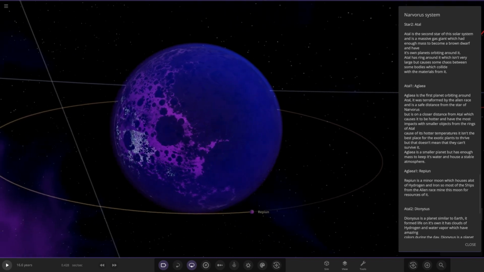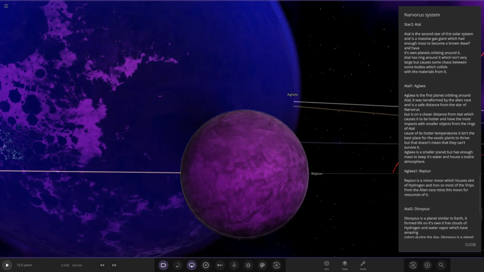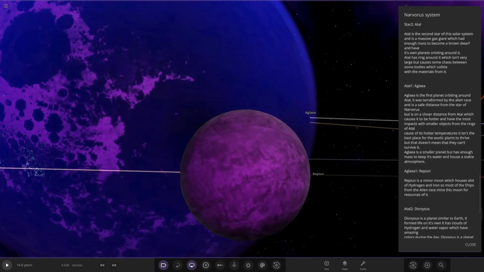It was terraformed by the alien race and is a safe distance around the star, on the closer distance, which causes it to be hotter, and most impacts with smaller objects from the rings of Atoll. Because of its hotter temperatures, it isn't the best place for exotic plants to thrive, but that doesn't mean they can't survive it. Algalia is a small planet, but has enough mass to keep its water and house a stable atmosphere. Okay, and we've also got this moon down here, so this is Ripium. It's a minor moon which houses a lot of hydrogen and iron, so most of the ships of the alien race mine this moon for resources.